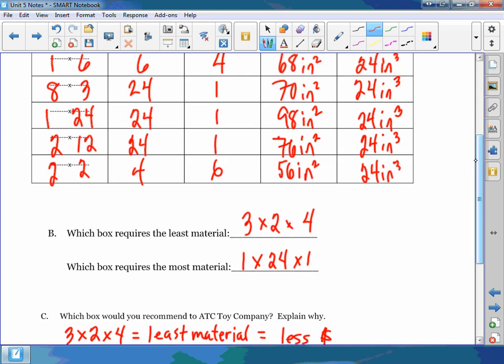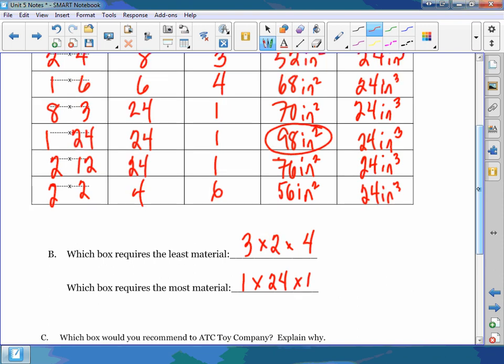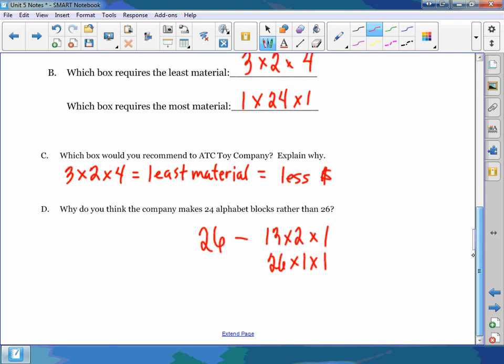All right. Now, if you compare them, obviously the 26 by 1 by 1 is similar to the 1 by 24 by 1, which had the most surface area, so cost the most. And then the 2 by 13 by 1 is like the 2 by 12 by 1, which is the second most surface area. Okay? So that means 26 is probably not the best option for that.